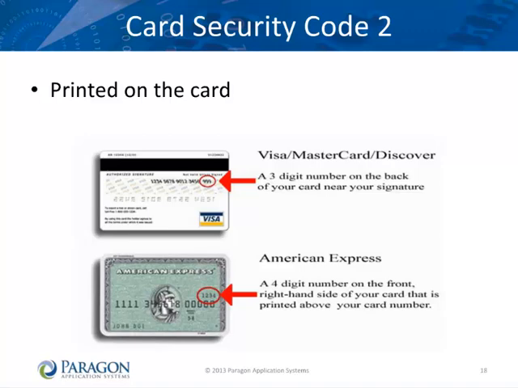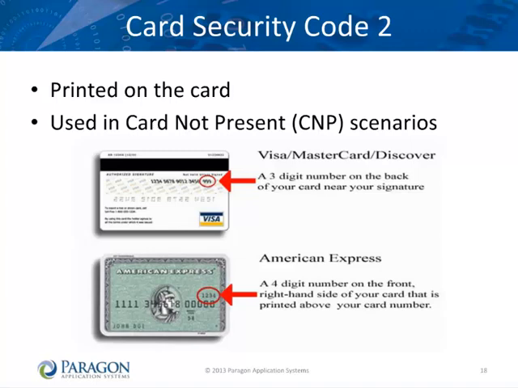In either case, this is the code that is often requested when you are purchasing in a card not present scenario, such as over the internet, where the card is not physically present at the payment terminal. The purpose of this particular code is to ensure that the card is truly in the possession of the person who is making the purchase. Since this code is only printed on the card, it is not found in the magnetic stripe.